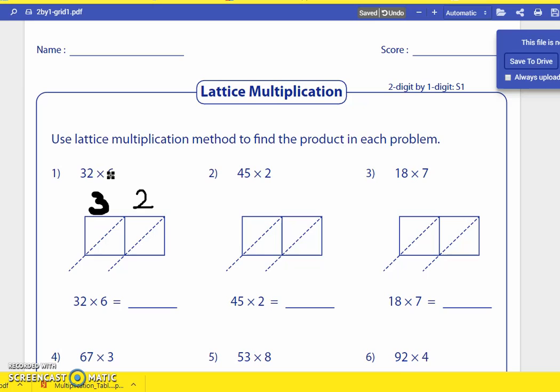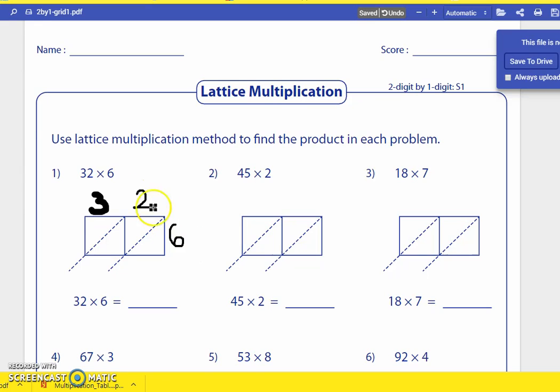Now the 6 is all by itself, and it goes on the side. That's the first step, because we're doing 32 times 6. Now we cut the boxes in half, and the line's already there for you. The bottom are the ones, and the top part is the tens. So if you have 2 digits, we have to put them in the right spaces. If it's 1 digit, it goes in the bottom box only.